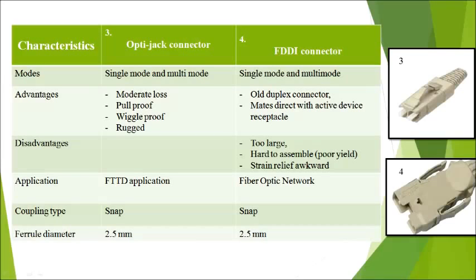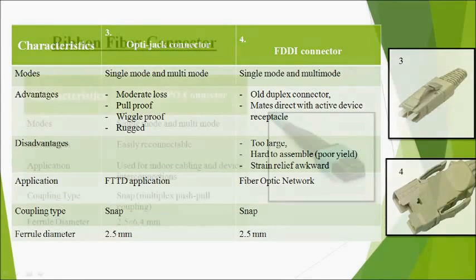The fourth one, the FDDI connector. It comes in single mode and multi-mode. The advantages of FDDI connector are all duplex connector and a direct match with active device receptacle. Disadvantages of FDDI connector are too large, hard to assemble, and awkward strain relief. The FDDI connector is used in fiber optic networks. FDDI connector uses snap type of coupling. The diameter of the ferrule is about 2.5 mm.